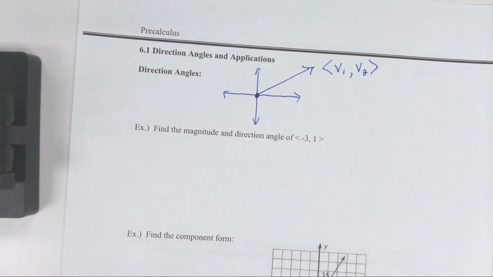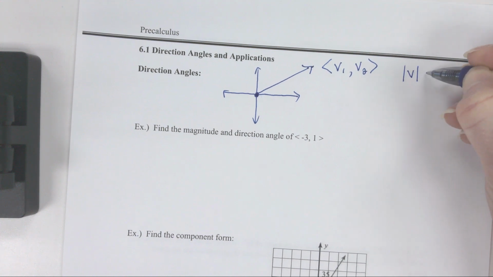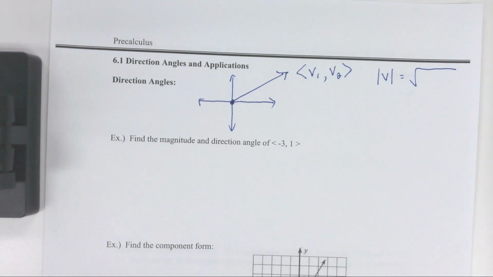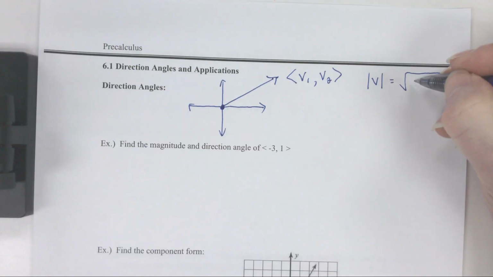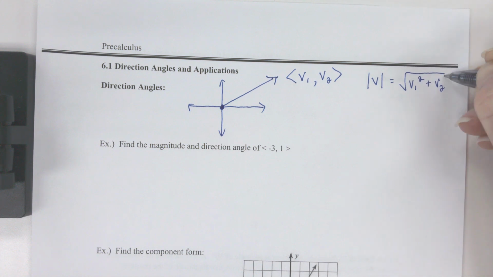We talked about in our notes a couple days ago how you find the magnitude of a vector like that. If I asked you to find the magnitude, we would just do good old distance formula or Pythagorean theorem. So it would be v1 squared plus v2 squared, take the square root.